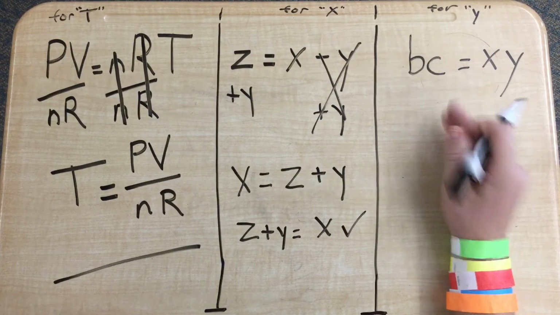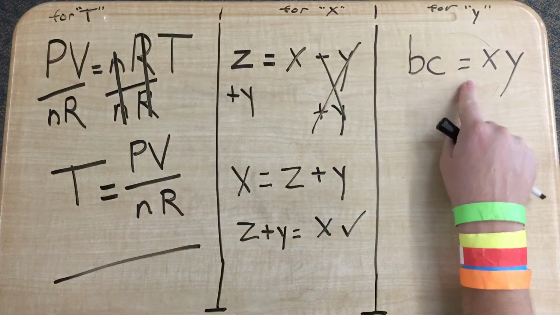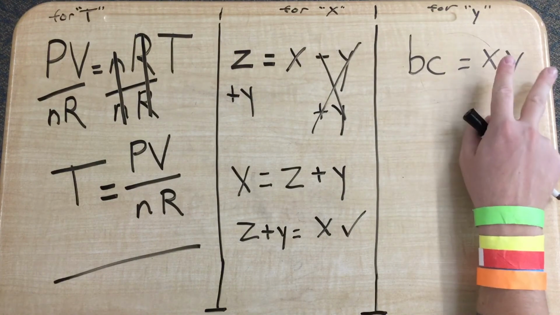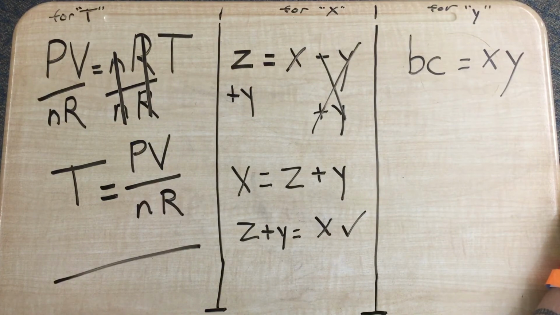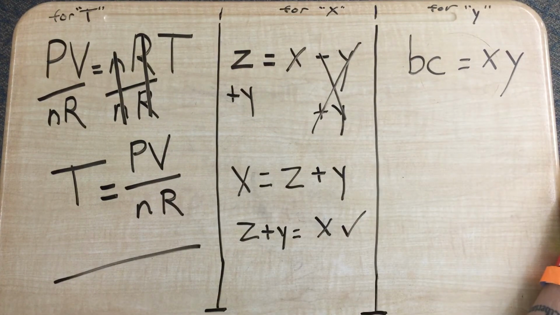Okay, last one, then we're done. We're going to solve for y. Here we have BC equals xy. The b and c are being multiplied together. The x and y are being multiplied together. It's kind of similar to our ideal gas law, our very first equation.